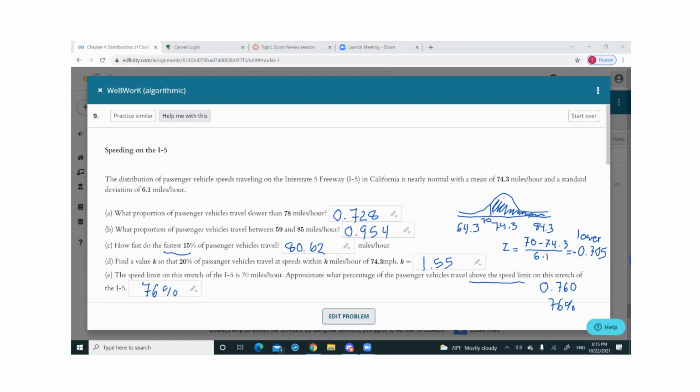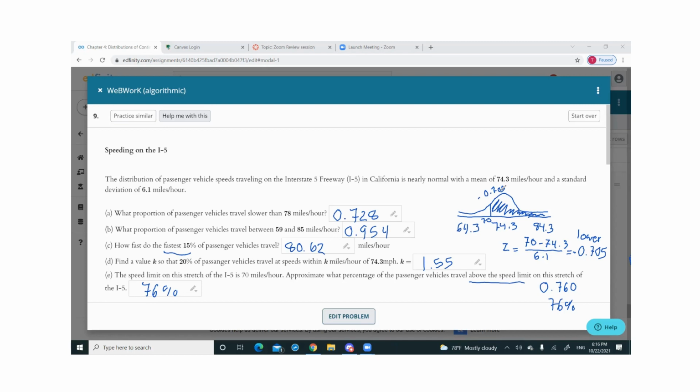And so now we're going to find the z-score. So for z equals 70, which is the speed limit: 70 minus the mean, which is 74.3, over the standard deviation, which is 6.1. And then when we put that into the calculator, we get minus 0.705. And that will be our lower. So I can write that right here.